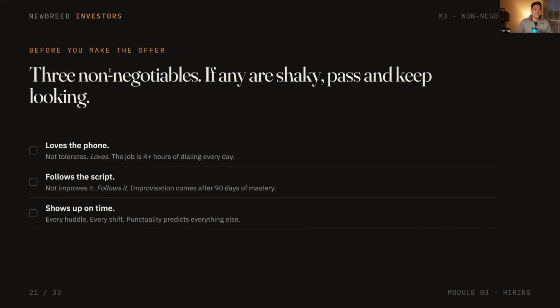Number two, they must follow the script. Whatever script you implement in your business, they must follow it. They cannot improvise this stuff. Improvisation comes after 90 days of mastery. So when you hear me on the phone, I've been doing this for 4 or 5 years. Of course I can improvise. But when they're new, they need to stick to the process for at least 90 days so you can give them criticism and constructive feedback. If they're winging it, there's nothing that you can grade them against.